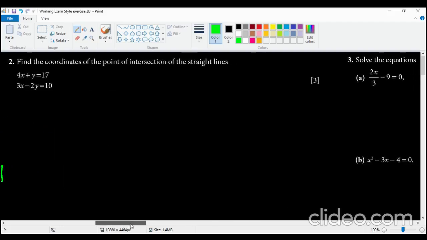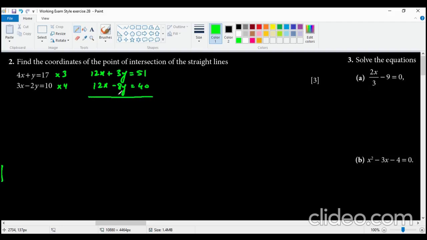Moving on to question number 2. As soon as you see a simultaneous equation, the best approach is to eliminate x. So here we are multiplying the first equation by 3 and the second equation by 4. Ultimately this is going to give us 12x plus 3y. 3 times 17 is giving us 51, and 4 times 3 is 12x, and minus 8y equals 40.